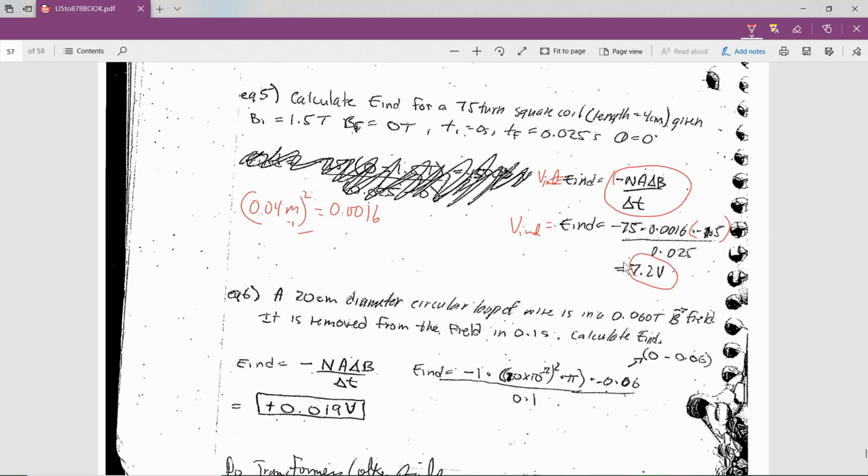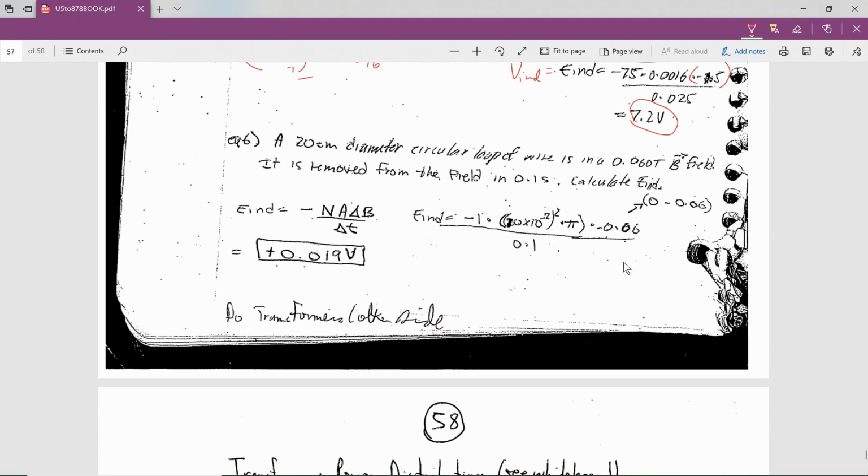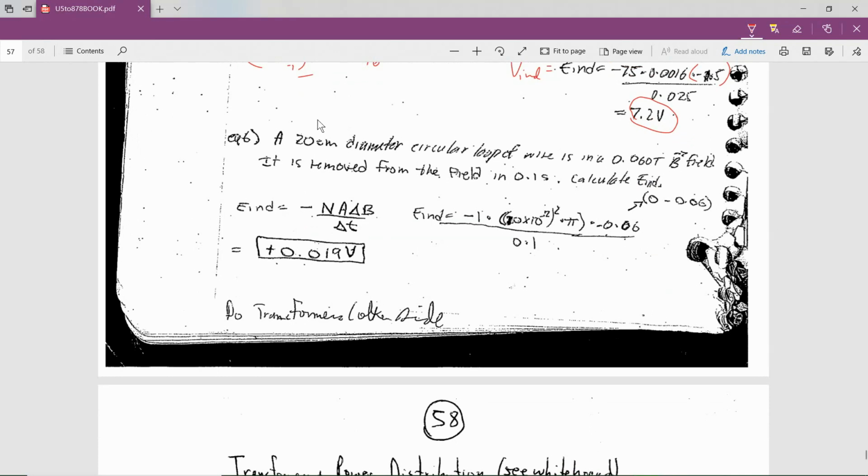And here we have example 6. We have a 20 centimeter diameter, so the radius is 10 centimeters, or 0.1 meters. What's 10 centimeters? 0.1 whole meters. 10 divided by 100 is 0.1. A circular loop of wire is in a 0.06 Tesla B field, then it's removed in 0.1 seconds. The faster you remove it, the greater will be my induced voltage. Calculate the induced voltage.